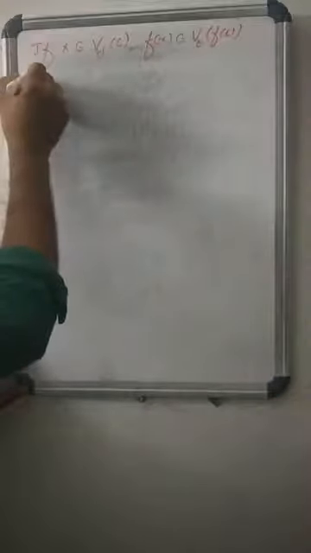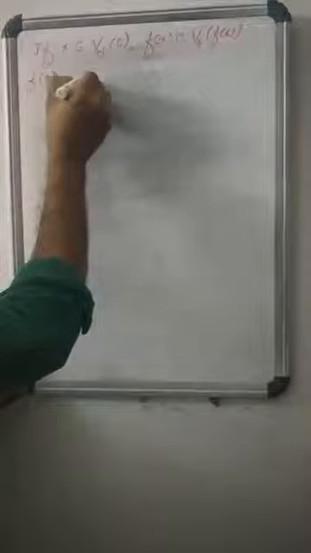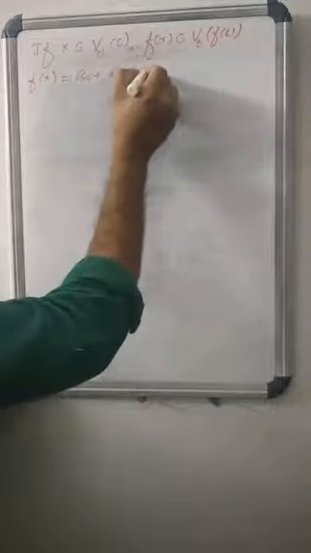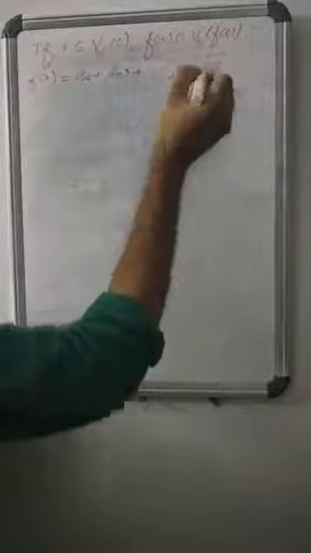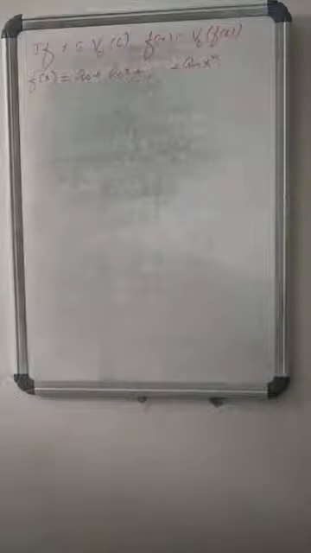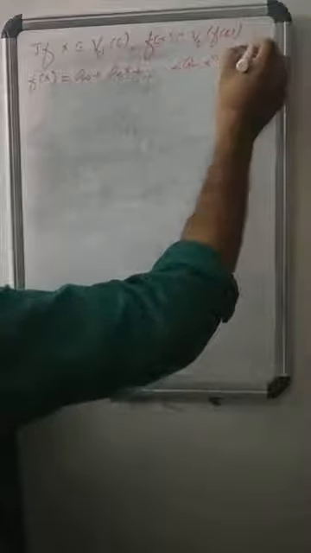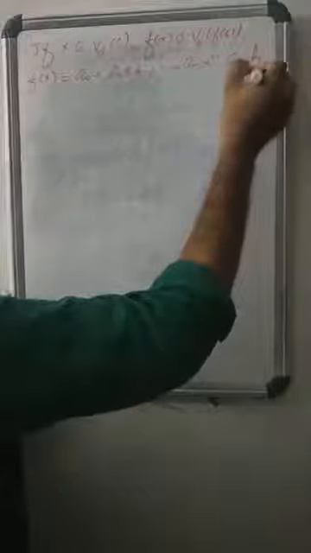What is a polynomial function? f of x equals a0 plus a1x plus a2x square plus etc. plus an x power n. So this is a polynomial function. A polynomial function is continuous on R. Agreed. Now, what about the rational function? The rational function is also continuous on R.